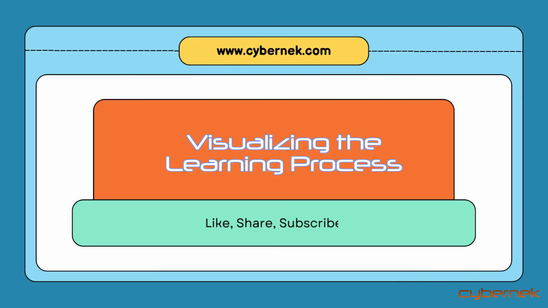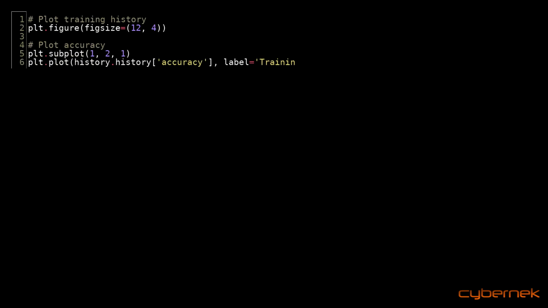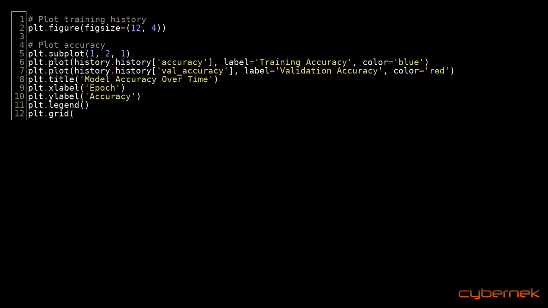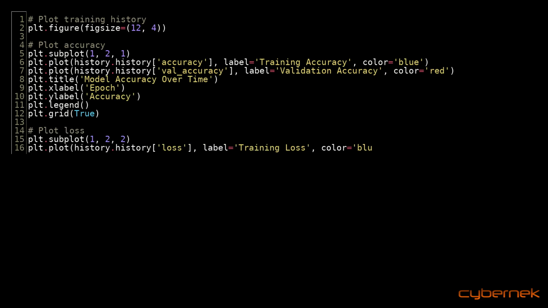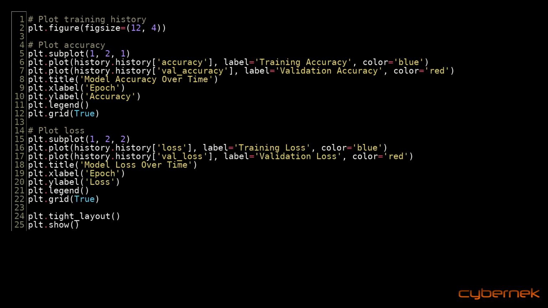Visualizing the learning process. Visualization starts with plt.figure creating a 12 by 4-inch plot canvas. The first subplot uses plt.subplot(1, 2, 1) for accuracy visualization. We plot training accuracy from history.history['accuracy'] in blue and validation accuracy from history.history['val_accuracy'] in red. The title is model accuracy over time, with x label as epoch and y label as accuracy. Legend and grid are added.